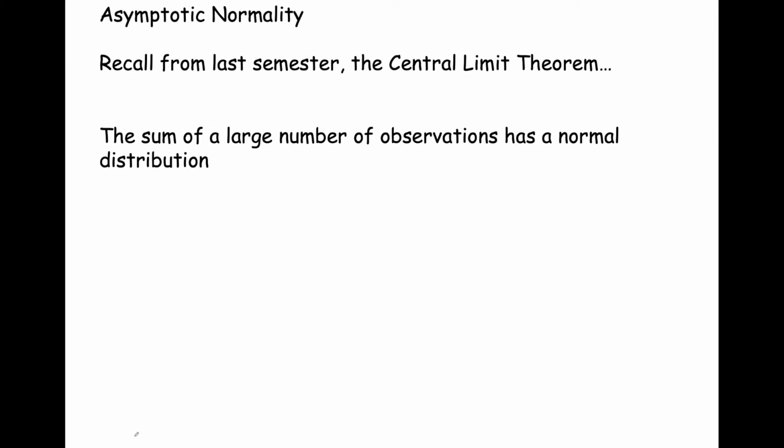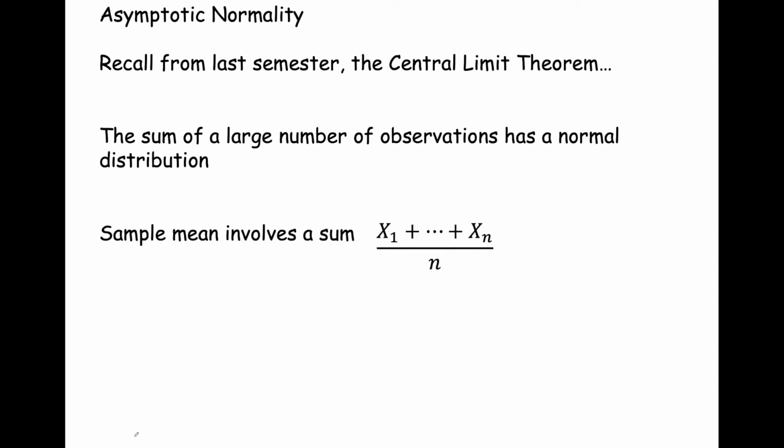So recall from last semester when we talked about the central limit theorem as part of stochastic computing, we said that the sum of a large number of observations has a normal distribution. So here's the definition of the sample mean. The sample mean is just the sum of each of our n many measurements, our samples, divided by n. And if we look at the numerator, well, certainly the numerator for the sample mean, the definition, has a sum. And because it has a sum or involves a sum, it adheres to the central limit theorem.